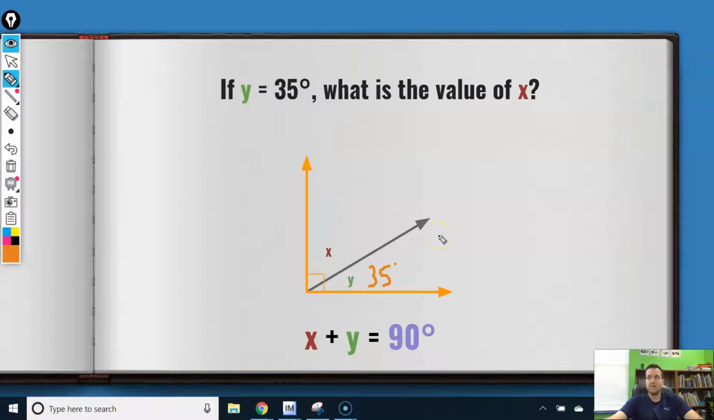Maybe grab your whiteboard or a piece of paper. Don't try and do that all mentally in your head. You wouldn't believe the number of students who make silly, silly mistakes. I want you to get this right. What's the value of x?